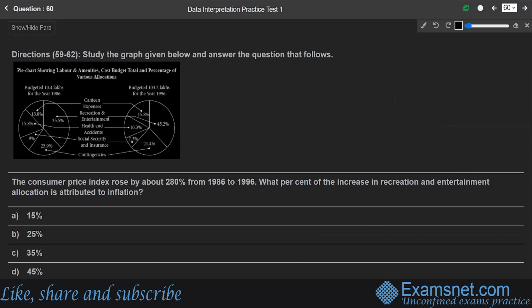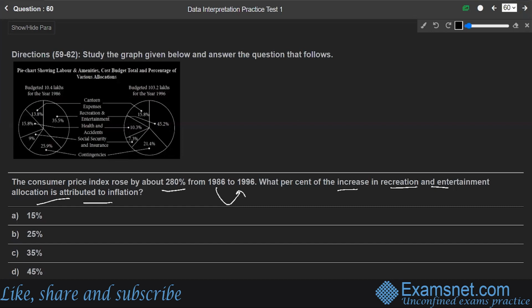Now the same pie chart is to be repeated for a different question. Now he says a different thing. Consumer price index rose by about 280% from 1986 to 1996. Consumer price index, that is the inflation, has risen by about 280%. What percent of the increase in recreation and entertainment allocation is attributed to inflation? So clearly we are given a different set of values here.